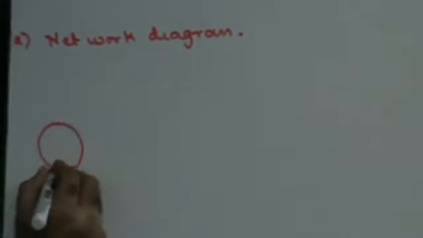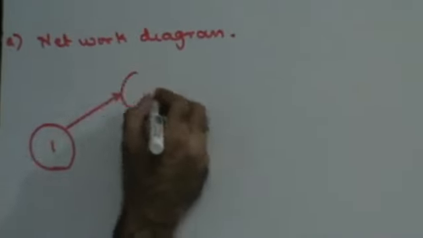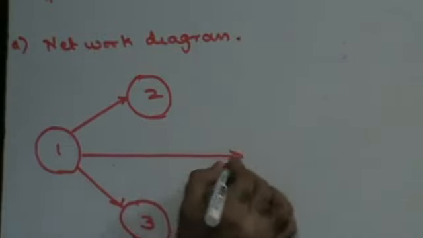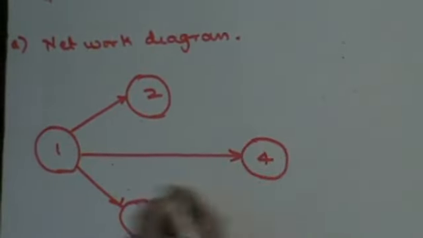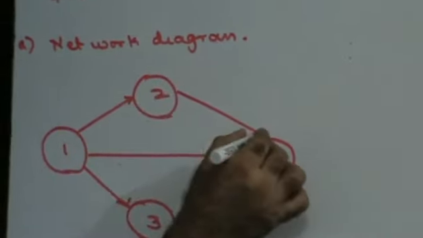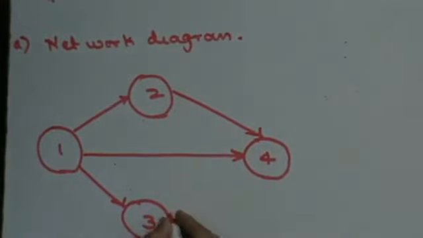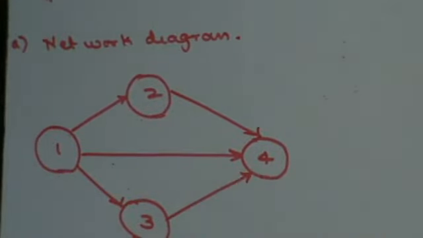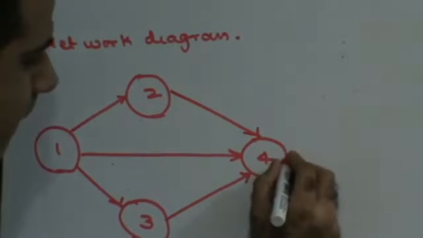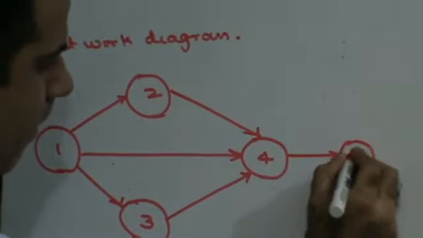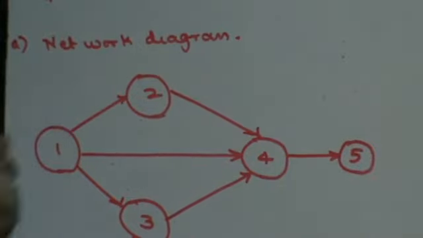From 1, I'm going to 2, from 1 to 3, and from 1 to 4. There can be multiple paths coming out of that. From 1 I have 2, 3 and 4. From 2 I'm going to 4. From 3 I'm going to 4. And from 4 you have 5. Right? Now my normal time.